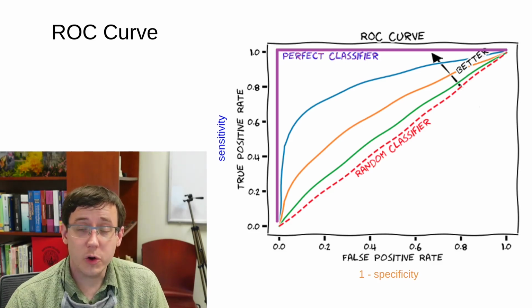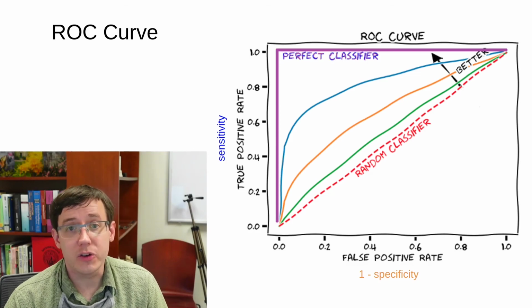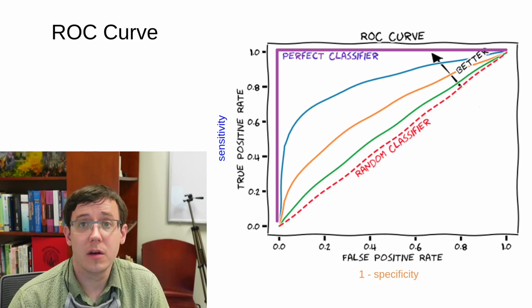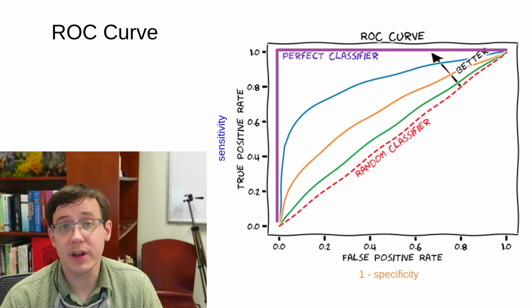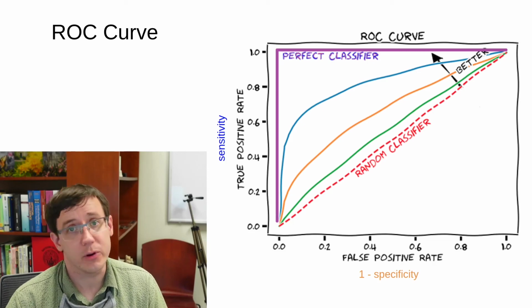So in working on your project this week, you should think about the trade-offs among your different models between false positives and false negatives, rather than just measuring the overall accuracy of the model.